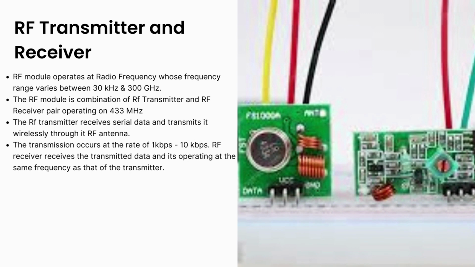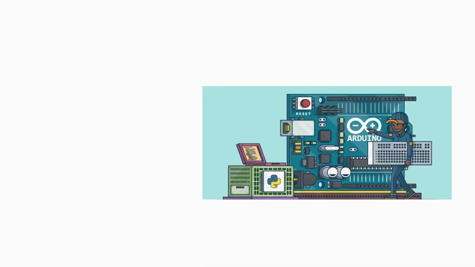The RF module operates at radio frequency, whose frequency range varies between 30 kHz and 300 GHz. The RF module is a combination of RF transmitter and RF receiver pair operating on 433 MHz. The RF transmitter receives serial data and transmits it wirelessly through its RF antenna.